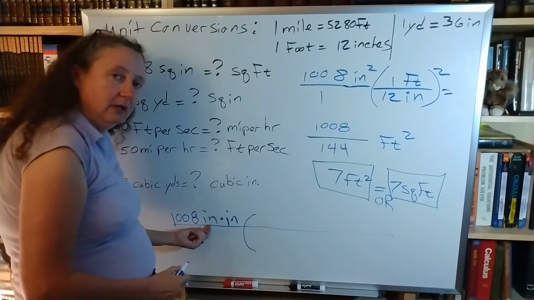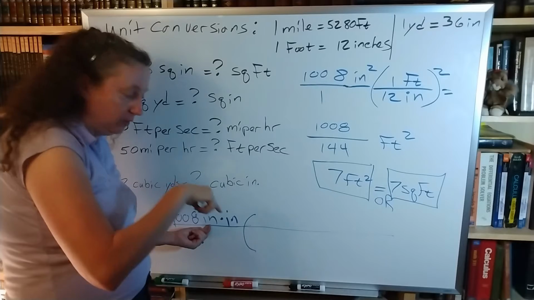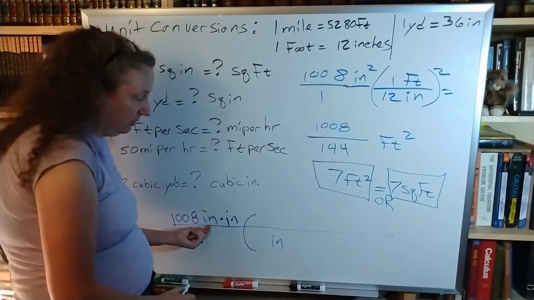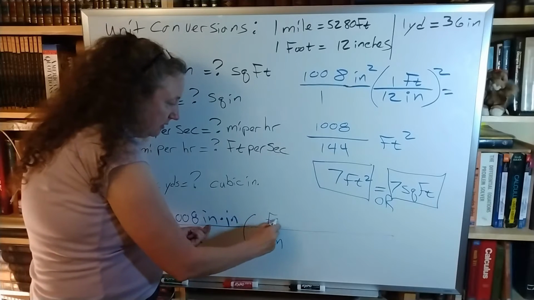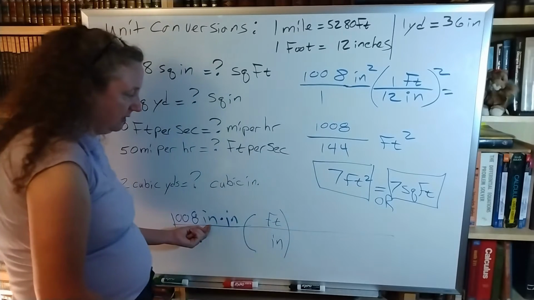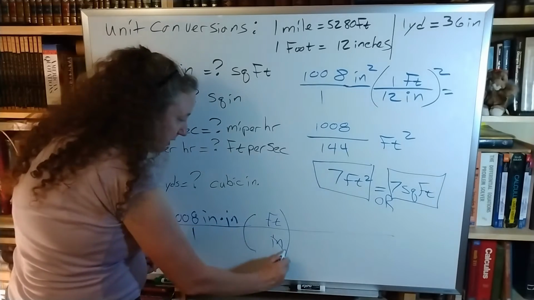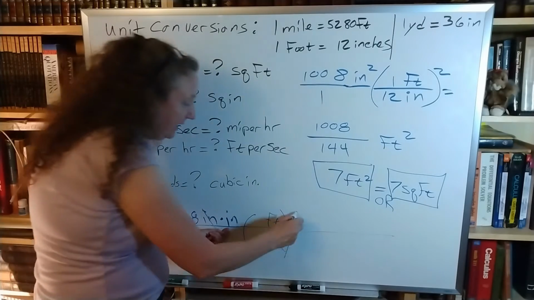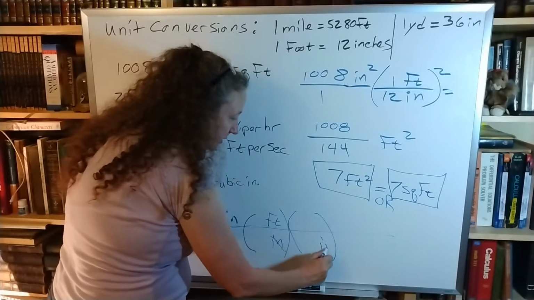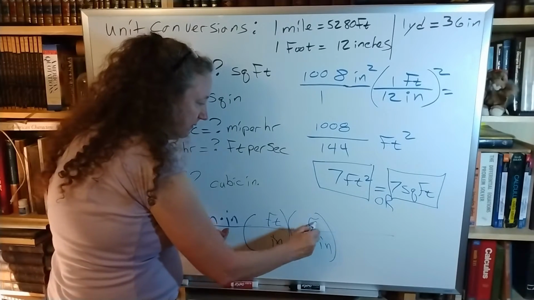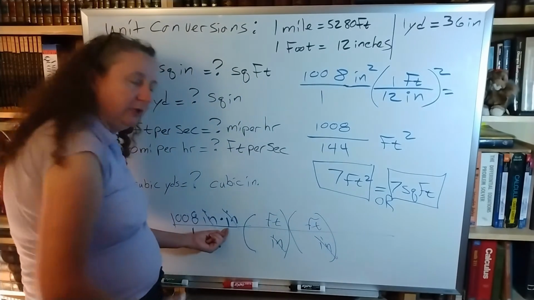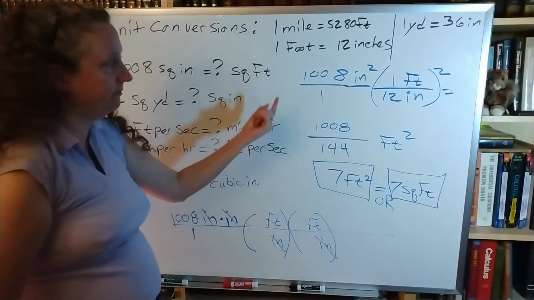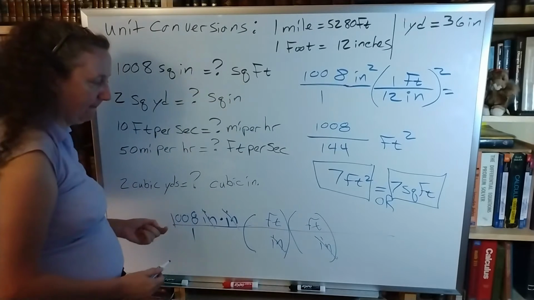I still have to say inches is there on the top, so I need to put inches on the bottom to cancel out that inches. I go to feet. Have that one canceled out. I still have this inches though, so I have to do it again. Now that one's canceled out. Now I have my answer, feet times feet, or feet squared, square feet.